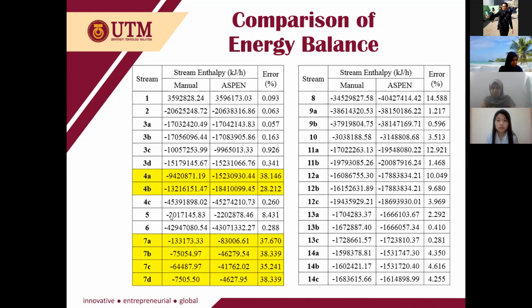This is the comparison of energy balance for the manual values and simulated values. Unlike mass balance calculation, errors are generally much more significant during energy balance computation due to the difference in the steady state and other inaccurate thermodynamic assumptions. As we can see here, there are 6 highlighted streams that have more than 15% errors. This is due to the variance in heat capacity values used for each component in a stream during manual calculation and simulated computation.